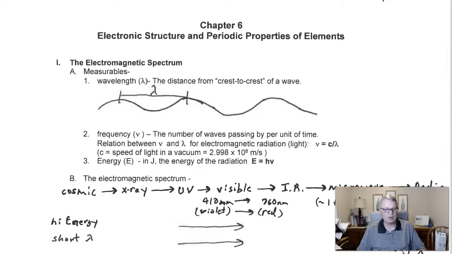So if I have something with a very short wavelength, that means a very high frequency and high energy. If I have something with a very long wavelength, then that means low frequency and that means low energy. Inverse relationship between the wavelength and the energy.